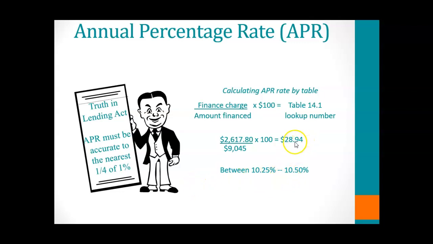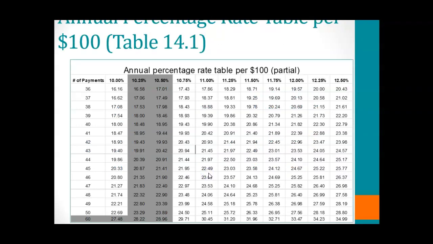So here's our table. You remember your factor is 28.94. For this situation, we're paying for 60 months. You want to find the number closest to 28.94. Here you have 28.22. Here we have 28.96. So we don't actually see 28.94. It is somewhere in between these two percentages. That's why we're saying the actual APR is between 10.25% and 10.50%.